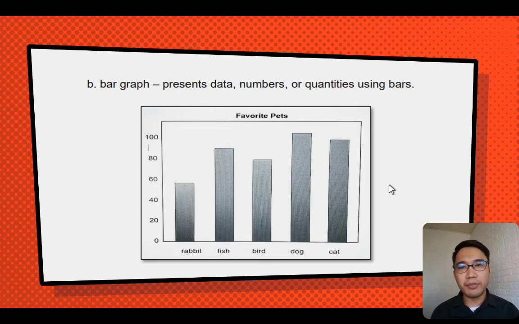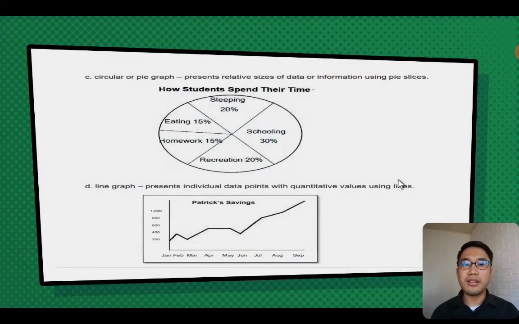Another type of graph is a bar graph, which presents data, numbers, or quantities using bars. So favorite pets: the most favorite pet is the dog with 100, and the rabbit with a scale of 60 is the lowest. So that's how easy it is to look at a bar graph. Followed by this one, a circular or pie graph presents relative sizes of data or information using pie slices. How do students spend their time? It says 30% in schooling, 20% in recreation and sleeping. Is it true, dear students? Eating 15% and homework 15%.